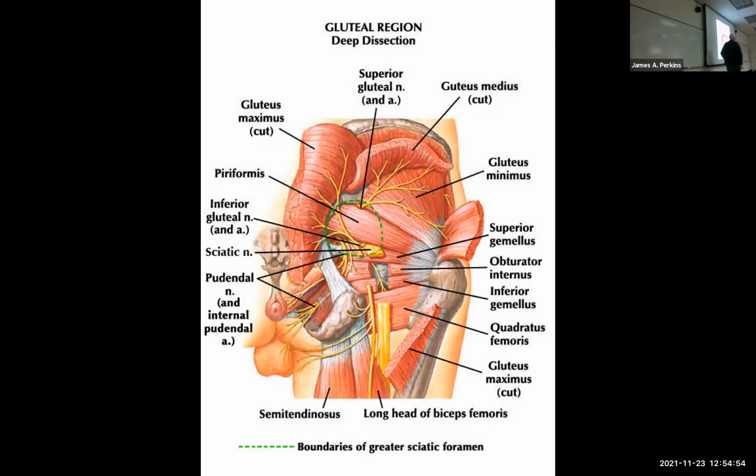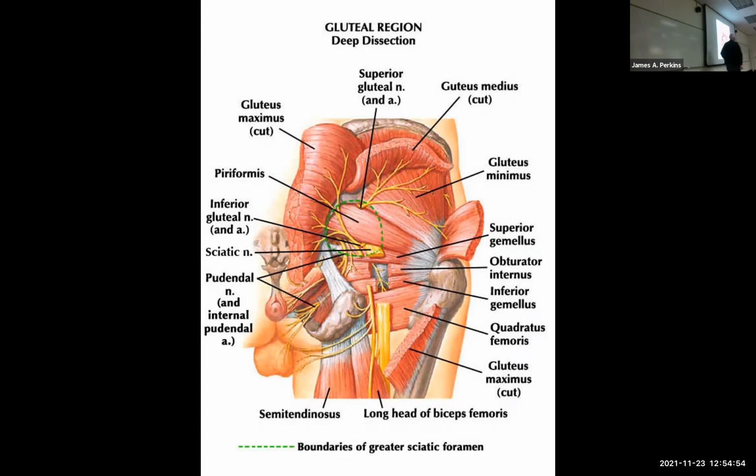The last muscle located deep in the gluteal region is called the quadratus femoris. This is originating on the ischial tuberosity. And just like all these other muscles, it's also inserting into the greater trochanter of the femur.